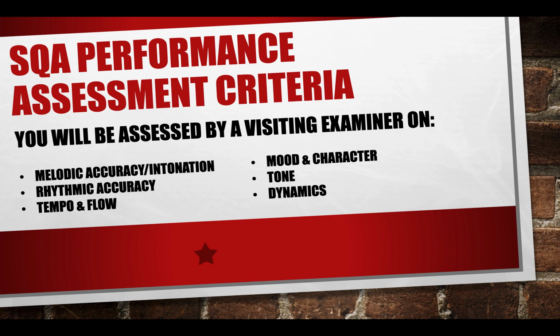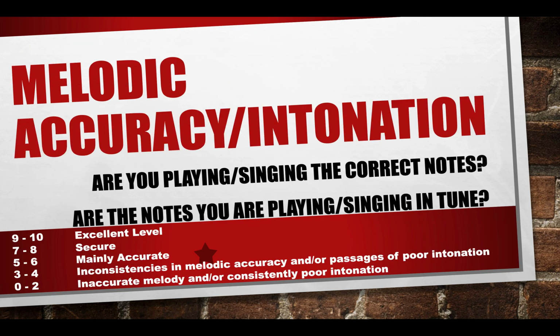Everyone, I'm going to take you through the performance assessment criteria for the SQA music exams. When the visiting examiner comes to take your exam, you will be assessed on the following 6 elements of your performance on each piece for each instrument: melodic accuracy and intonation, rhythmic accuracy, tempo and flow, mood and character, tone, and dynamics. I'm going to break down each one of these elements and give you a little bit more information.